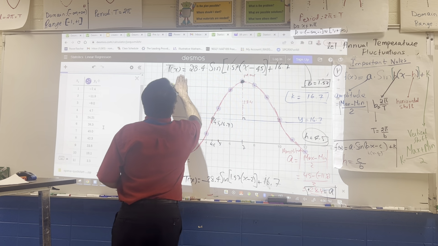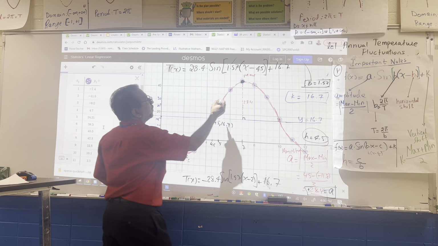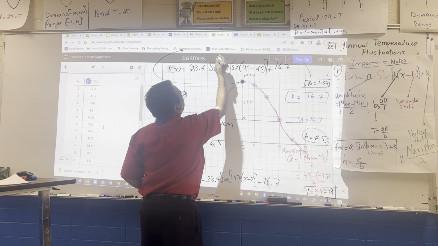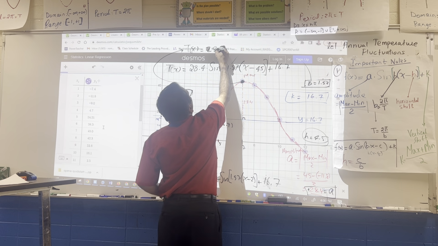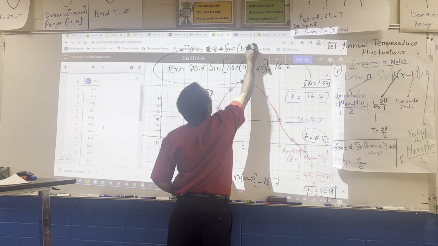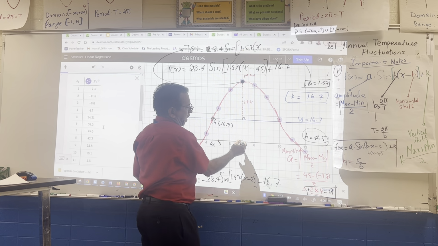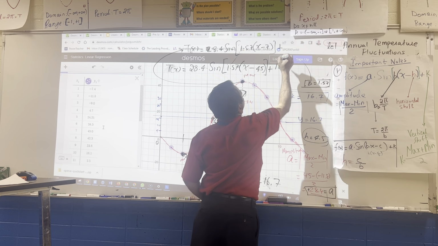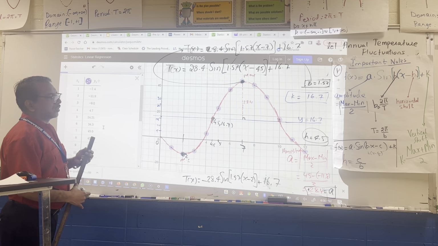So this is the main one when you're starting. This is if you start from this point. I can write another equation here and write down T of x equals 28.4 is the amplitude, then sine of 1.57, and this time it will be x minus 7, and then plus 16.7. So different ways to write the equation.